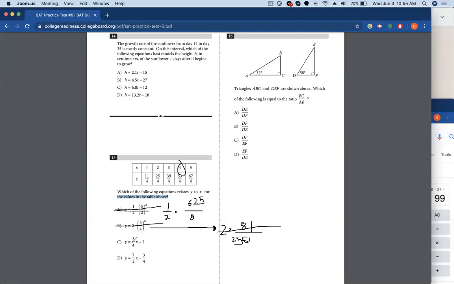So we put 4, that's gonna be 5. We're just gonna get 5. We plug in 4, we get 3/4 times 4, just 3 plus 2 is 5. So I'm gonna say D.